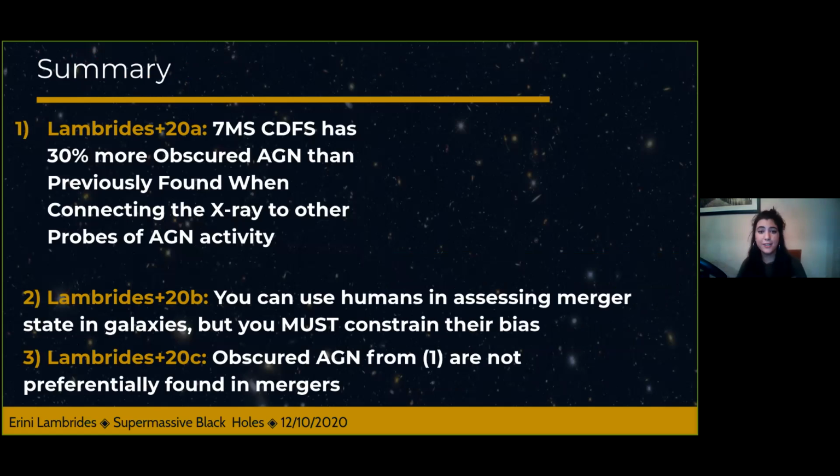And summary. So paper 1, there's more obscured AGN than you think in Chandra 7 megaseconds south. We find 30% more obscured AGN than previously found when connecting the X-ray to other probes of AGN activity. Paper 2, purely a methodology paper. So if you're a stats nerd about these things, definitely come talk to me. You can use humans in assessing merger state in galaxies, but you must constrain their bias or try to estimate their bias. And paper 3, the obscured AGN sample found from paper 1 are not preferentially found in mergers.